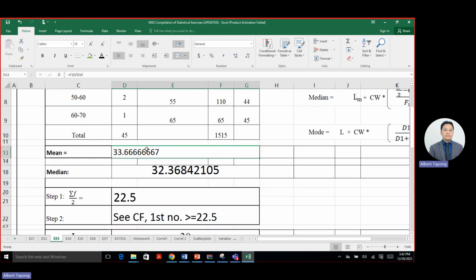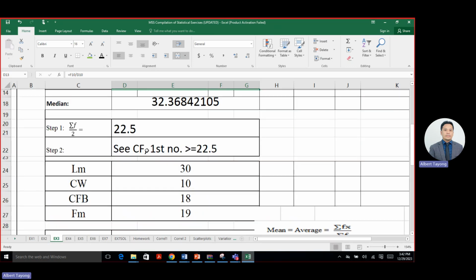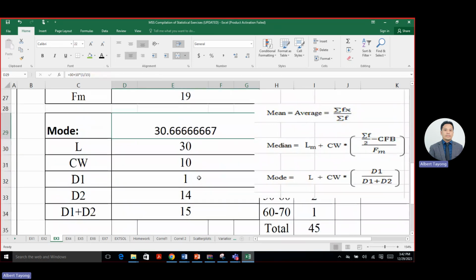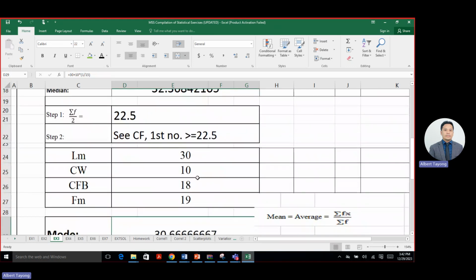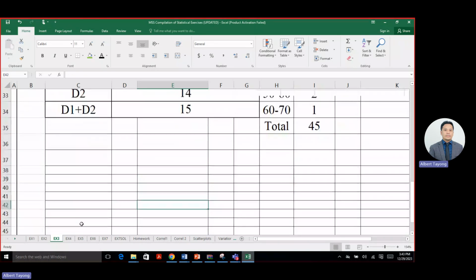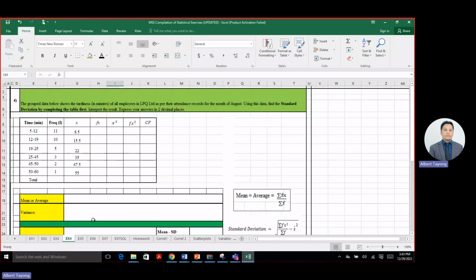So our mean is 33 point something, median is 32 point something, and mode is 30 point something. They are very close to each other. Okay. So these are the values. Let's now proceed to EX4.